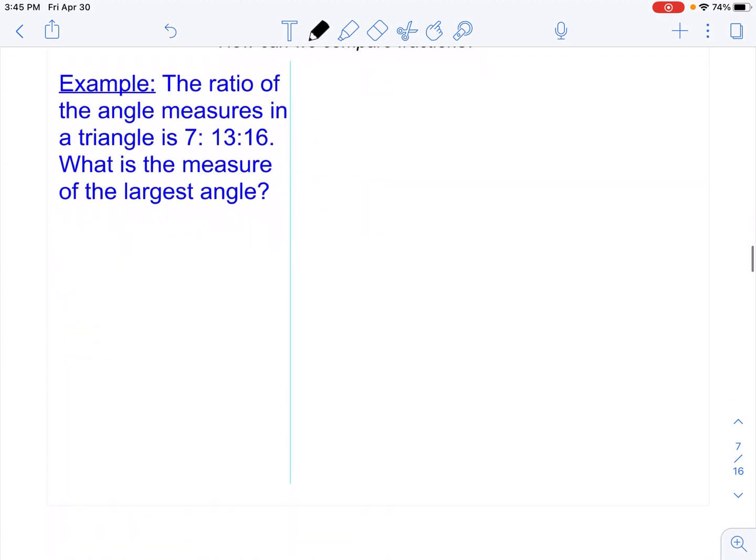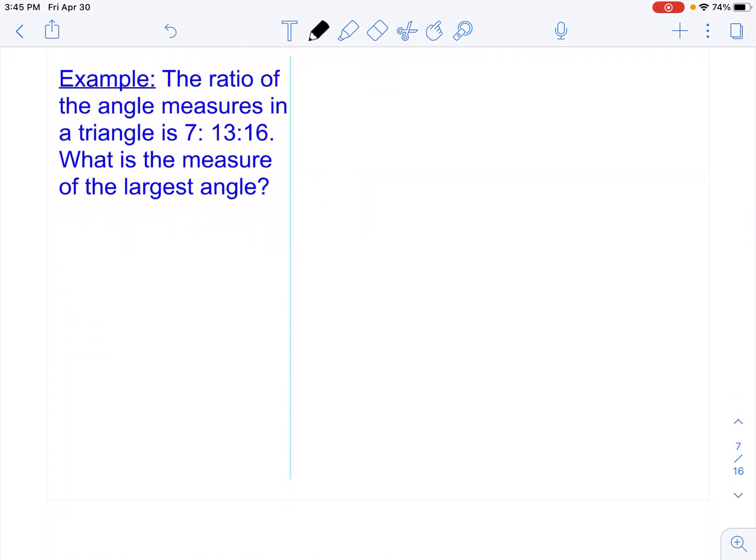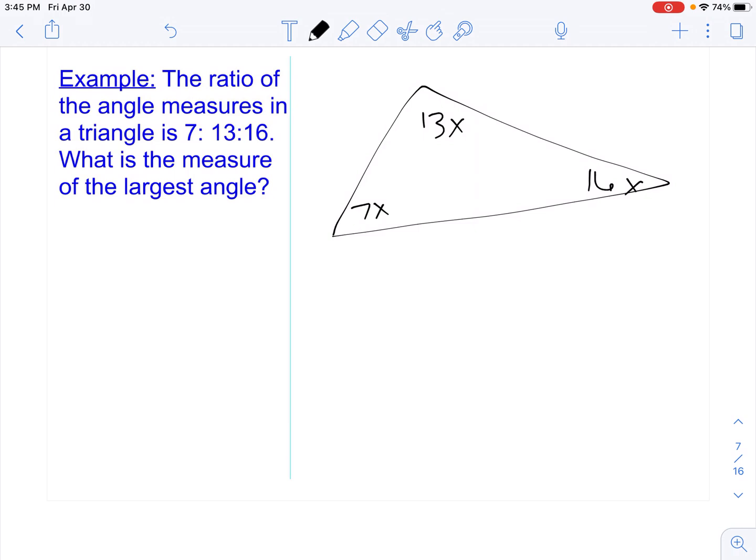It works the same way with angle measures. 7 to 13 to 16, but we know that all the angles in a triangle add up to 180, and 7 plus 13 plus 16 doesn't add up to 180. So it's been multiplied by some common factor. 7x plus 13x plus 16x is 36x. And I'm going to set that equal to 180.